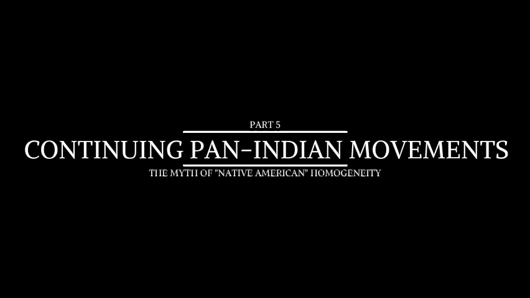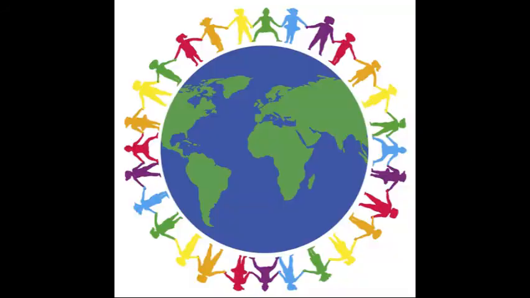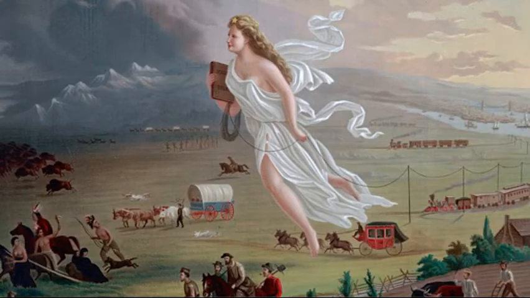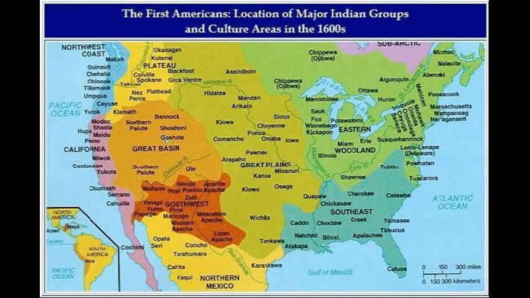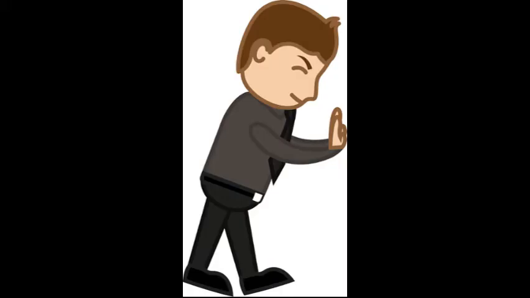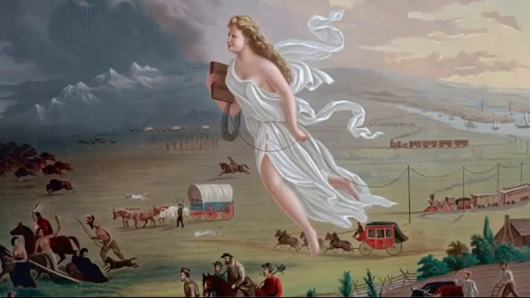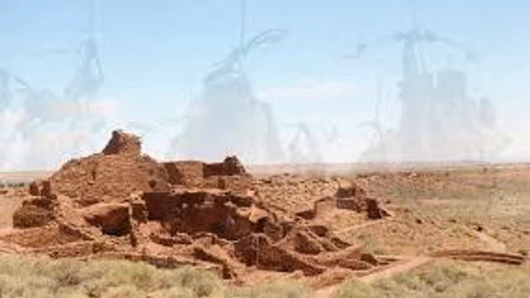Part 5. Continuing Pan-Indian Movements. Pan-Indian movements continued throughout the 19th and 20th centuries. As white settlers rushed westward under the banner of Manifest Destiny in an attempt to colonize American Indian homelands, they began to push American Indians onto reservations. It was in this environment and during this time period that the Ghost Dance was developed.